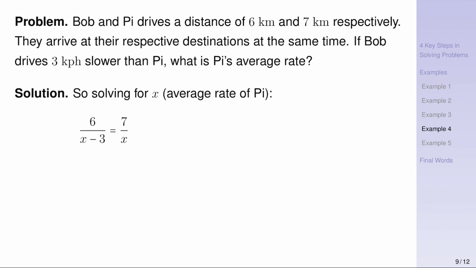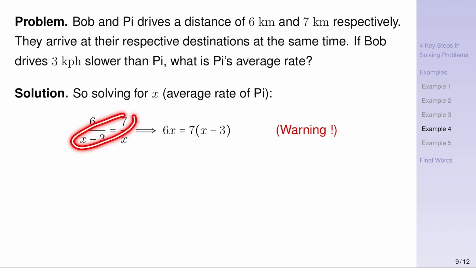Solving for x, we can express this as 6x equals 7 times x minus 3, which is basically a cross multiplication. Take note that there is a warning here, since that is not always fine in rational equations. But here, we are sure that x minus 3 and x would never be 0, because if ever they become 0, that means the speed or the rate of Bob and Pi would be 0, and that doesn't make sense since they moved from one position to another. So we are sure that these two are never 0. So we can use cross multiplication and simplify the problem into a linear equation.